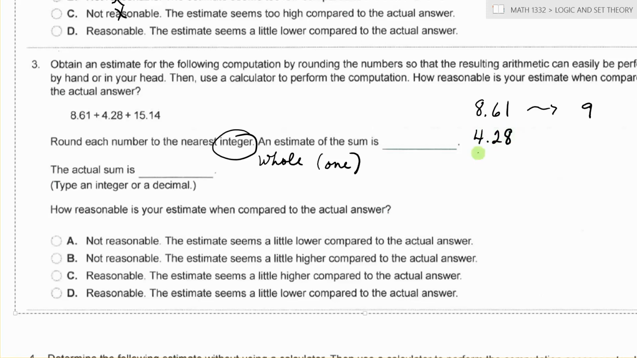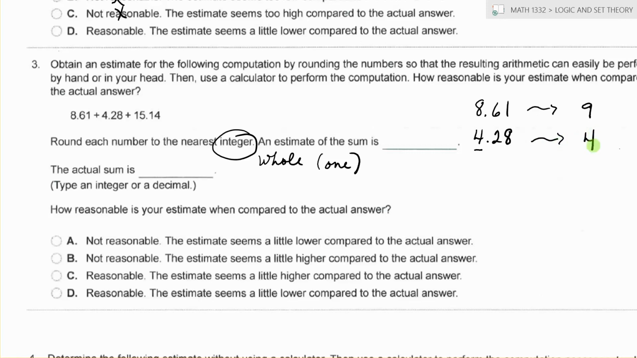Okay, 4.28. I'm rounding to the ones place. The 2 tells me to leave it. I don't have to put zeros because they would be behind a decimal point, and I'm not doing any decimals. And finally, I have 15.14 to the nearest 1. That 1 says just leave it, so that's 15. All right, so that gives me 13. That gives me a sum of 28. That is my estimate.